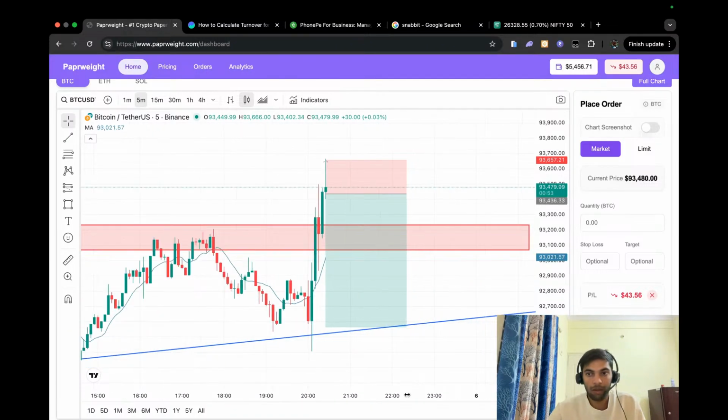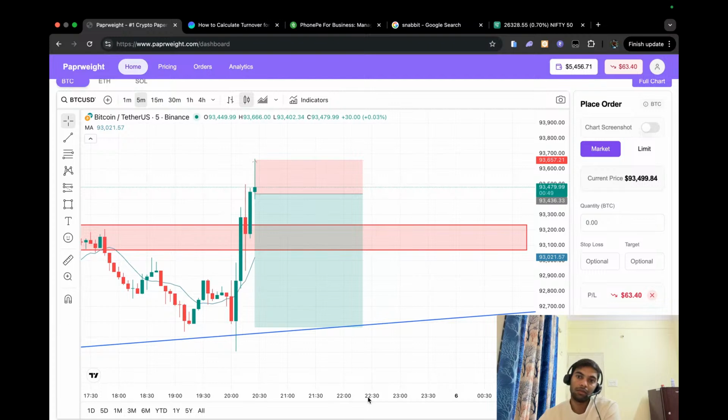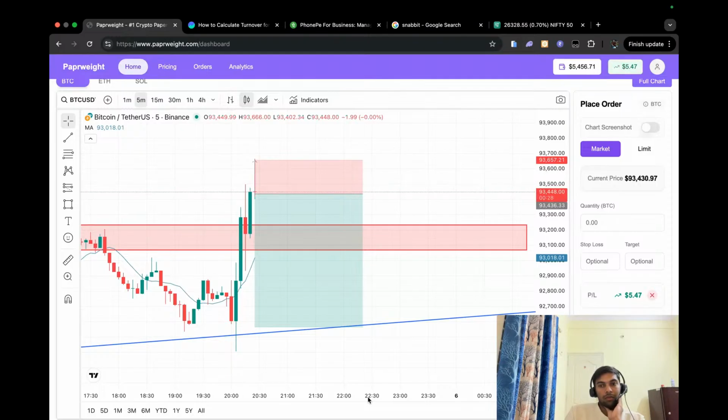Let's see, guys. Why I took this trade is because I think that it is a false breakout, and too many buyers will get trapped. And if that is the case, then I have to be on the short side to get the stop losses of all the others, because I also got it wrong.